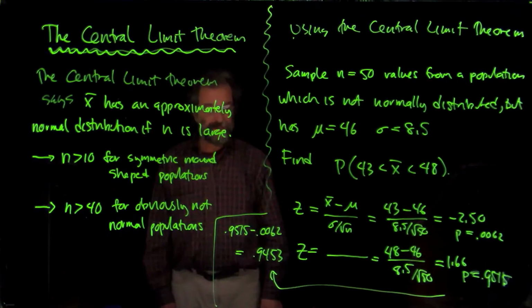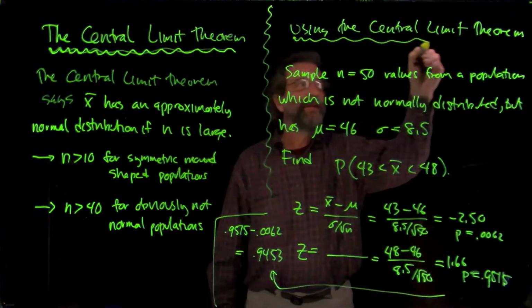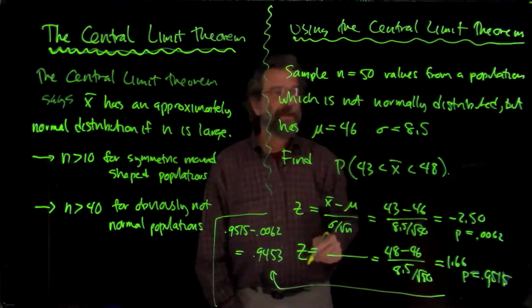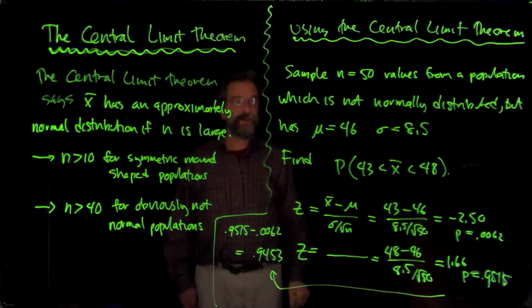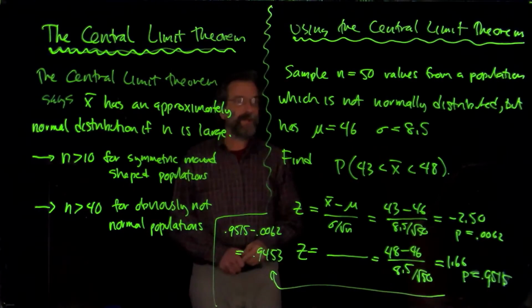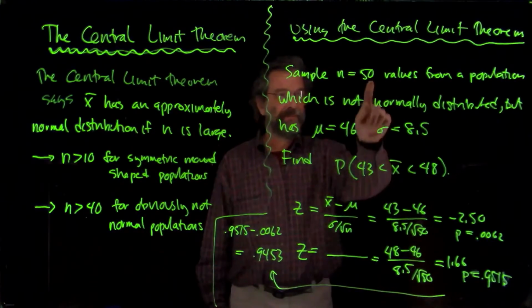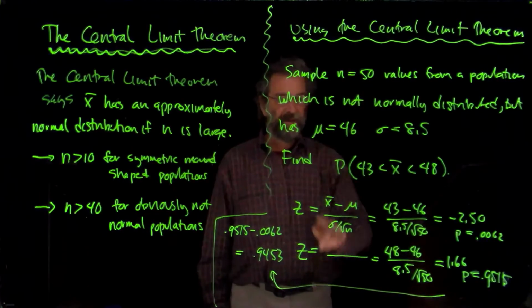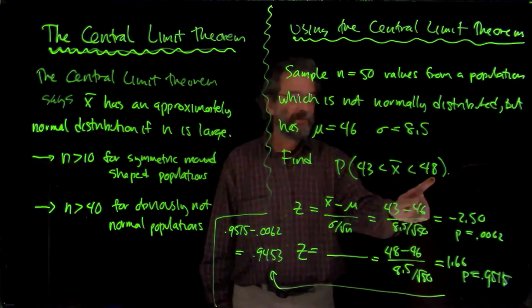So we'll do an example here of the kind of calculations using the central limit theorem to allow you to compute things when you don't have enough information to do it otherwise for single values. Suppose we sample n equal 50 values from a population which is not normally distributed, but we happen to know the mean is 46 and sigma is 8.5. We're sampling 50 values. Let's find the probability the sample mean will fall between 43 and 48.